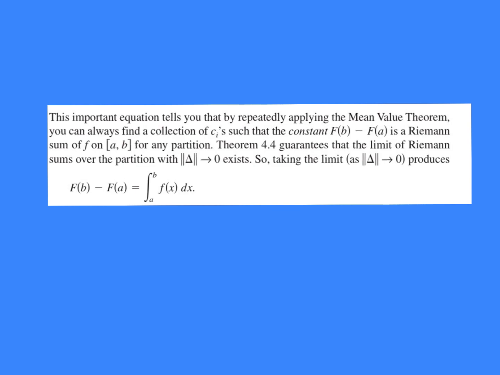So this important equation tells us that by repeatedly applying the mean value theorem in every subinterval, you can always find the collection of points c_i such that the constant F(b) minus F(a) will be the Riemann sum of the little f on the partition a, b. The theorem says like this. Don't do the Riemann sum, look for the antiderivative of f, and look for capital F(b) minus capital F(a), which will give you the Riemann sum of the integral. Well, I'm sorry that was too long. I hope you catch all the ideas.